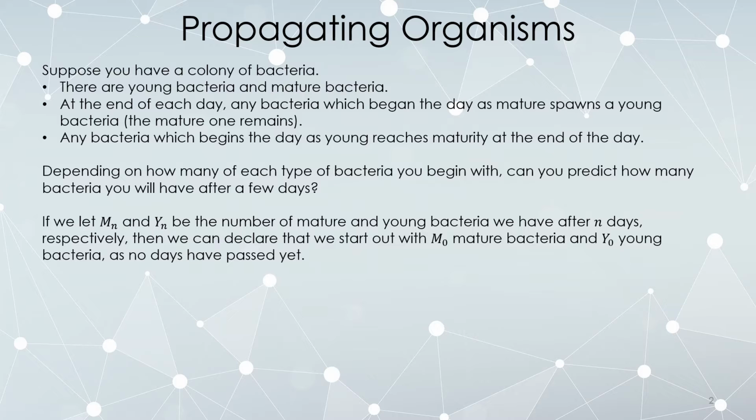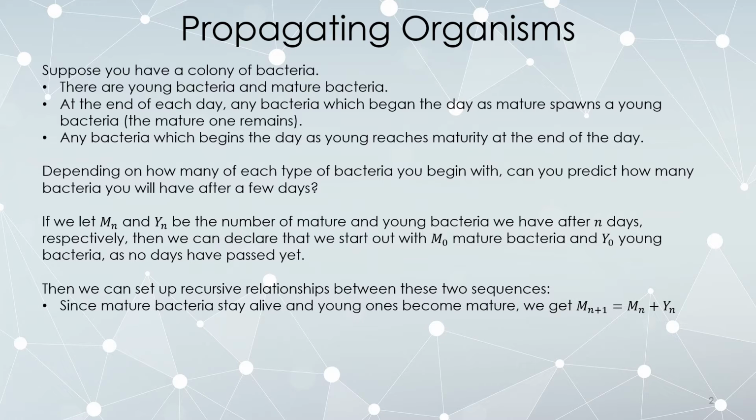Okay, then we can declare we start out with m sub 0 and y sub 0. At the end of no days, we are beginning with m sub 0 mature and y sub 0 young bacteria. Then we're going to set up some recursive relationships. Mature bacteria stay alive and young ones become mature. So at the end of the next day, how many mature bacteria do we have? Well, all the bacteria that were mature are still mature, but also all the bacteria that were young are now mature. So whatever bacteria, whether they are mature or young, the next day they'll all be mature.